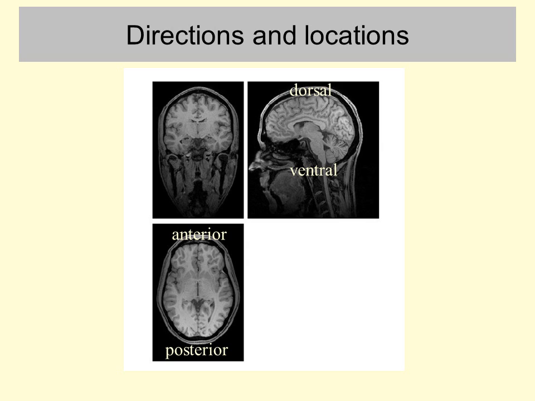Another important terminology is anterior and posterior. Anterior just refers to the front of the brain, and posterior to the back of the brain. You will also hear the term rostral to mean anterior, and the term caudal to mean posterior.